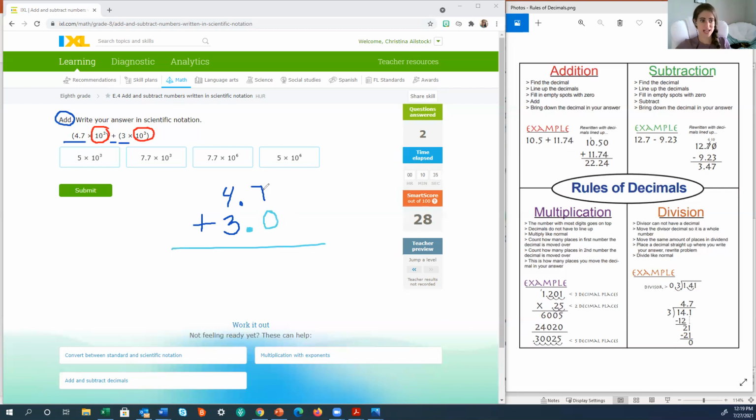All right, we'll add straight down. 7 plus 0 is 7. 4 plus 3 is 7. 7 7/10. Put it in scientific notation, times 10 to the third. Last thing I always do is I make sure that it still is in proper scientific notation. It is, because 7 7/10 falls between my parameters. So we're set.